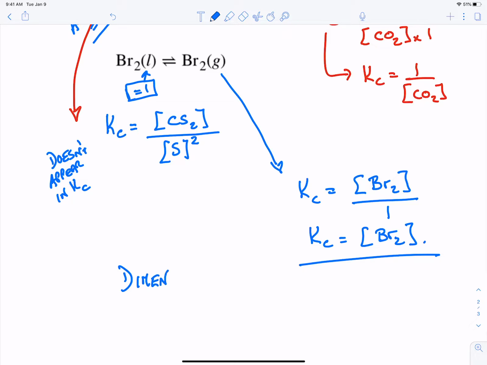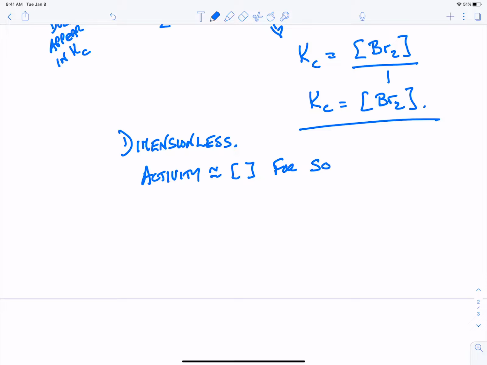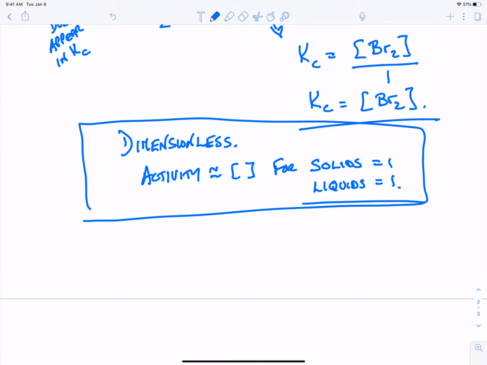And the most important thing to realize is that the activity, which is similar to concentration, for solids is going to equal 1. For liquids, it's going to equal 1. So this is the most important thing to take away from that.